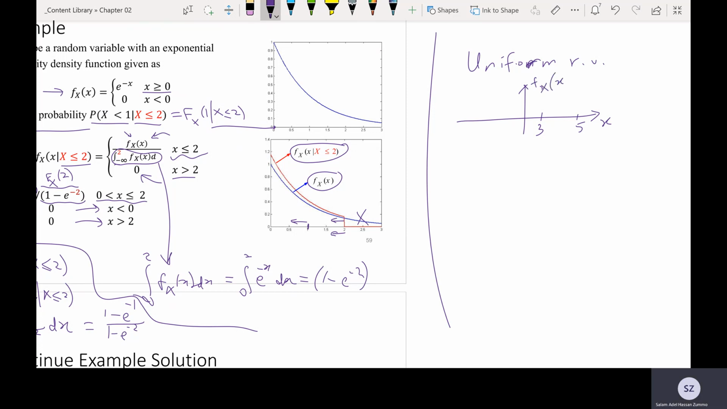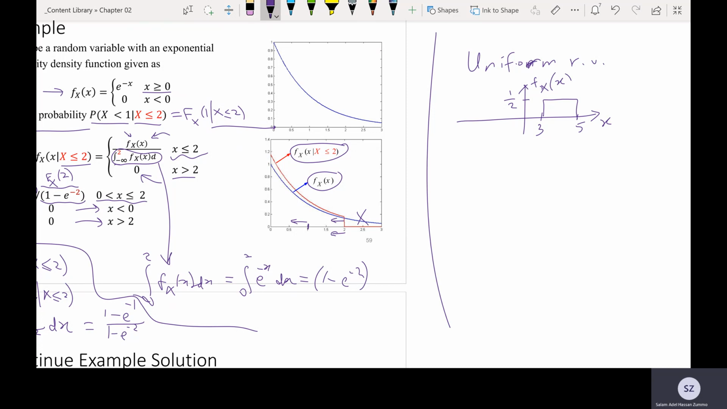What does the uniform random variable look like? It's a constant between 3 and 5. What is the amplitude here? 1 over 5 minus 3, so the area under the curve is 1. Now, what is the PDF?